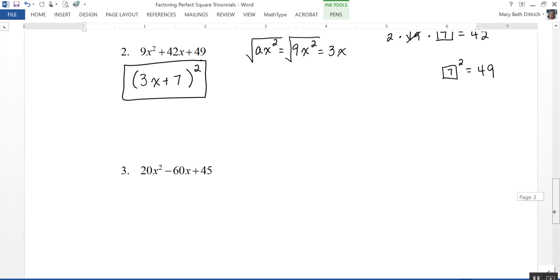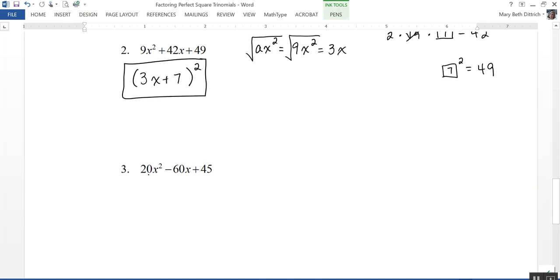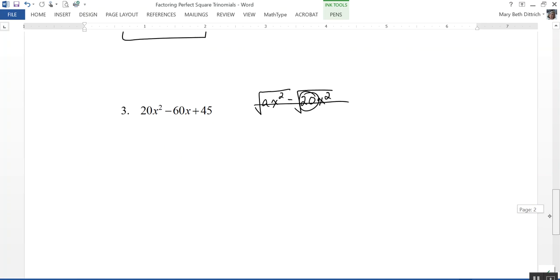And my last example here, so I'm looking at ax squared, and that's equal to 20x squared. Now if I tried to take the square root of that, which I'm going to need, 20 is not a perfect square, so that's not going to work. So I need to go back and look again at my trinomial. One thing that I notice is that 20 and negative 60 and 45 all have the greatest common factor of 5. So I'm going to factor 5 out of each term.